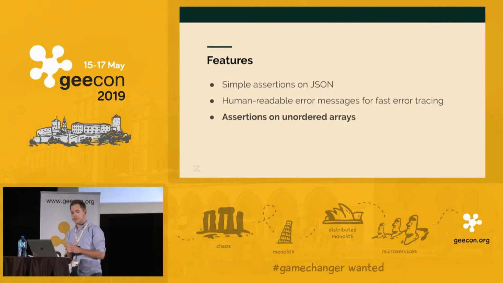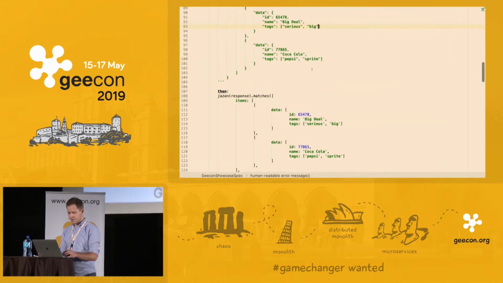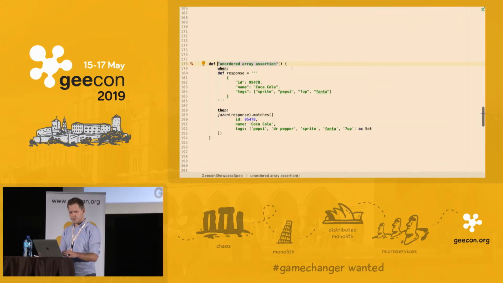Another feature is that you often do not want to assert on the exact order of an inner array, but you are just interested that it contains some elements in whatever order. You do this with this library, with Jazon, passing here a set as an expectation instead of a list. Let's see it.